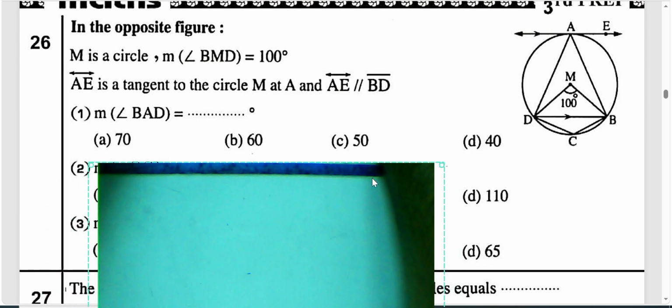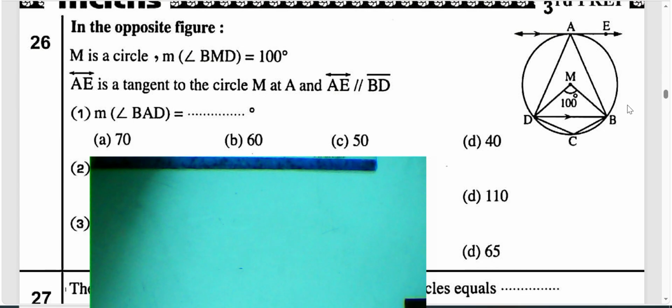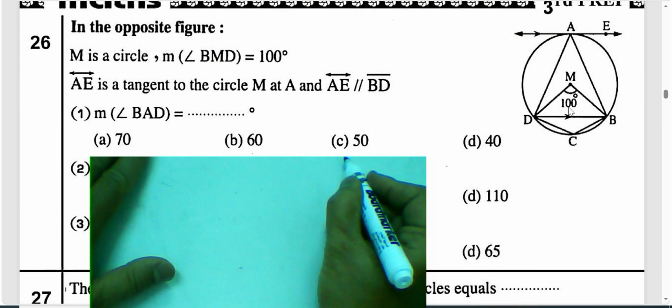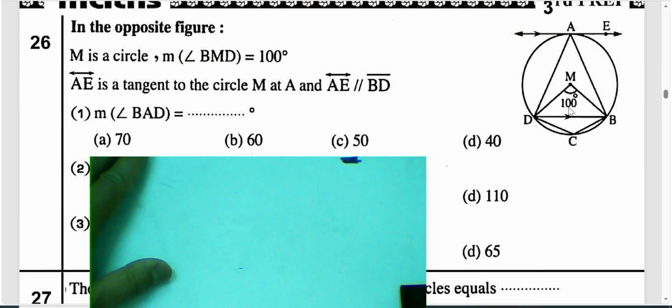Example question 26. Look with me at the first question here. In this circle, ABCD is a cyclic quadrilateral. He wants to find the measure of angle BAD. The measure of angle BAD will be half of 100, because the inscribed angle and the central angle are drawn on the same arc. Then the measure of angle A will be 50 degrees. So you must choose letter C. The measure of angle BAD is 50 degrees.